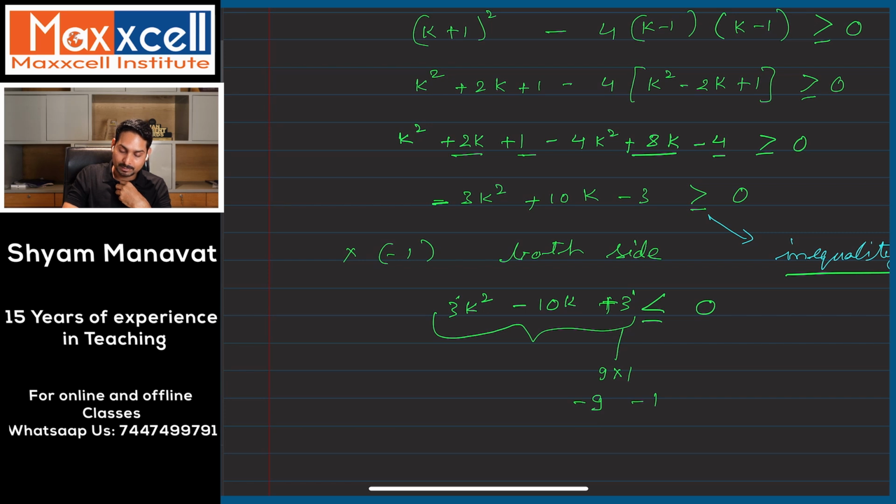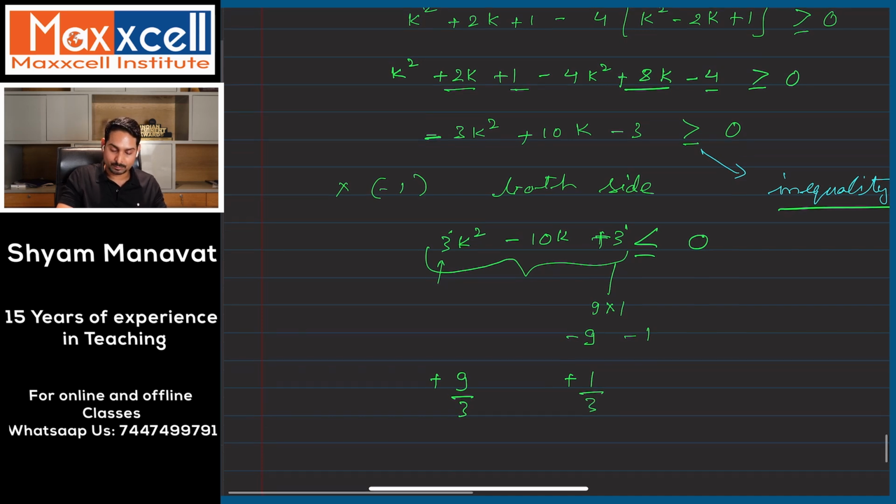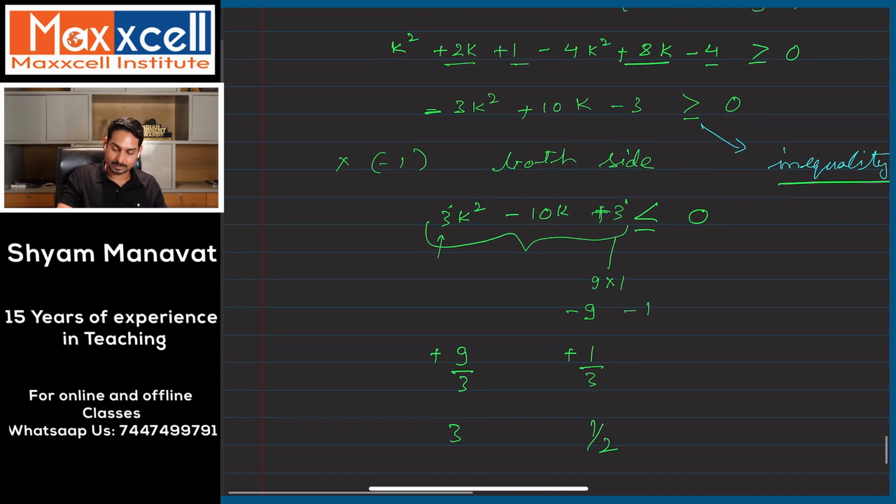That means the root should be what? Shortcut ध्यान रखो. जो shortcut में क्या बोलते हैं हम लोग? If you get minus 10 formed by minus 9 and minus 1, then the roots should be plus 9 and plus 1. Also, the coefficient of the square term, which is 3 here, has to divide both. Okay, so you got 3 and 1 by 3 as roots for this particular equation, not inequality, equation.